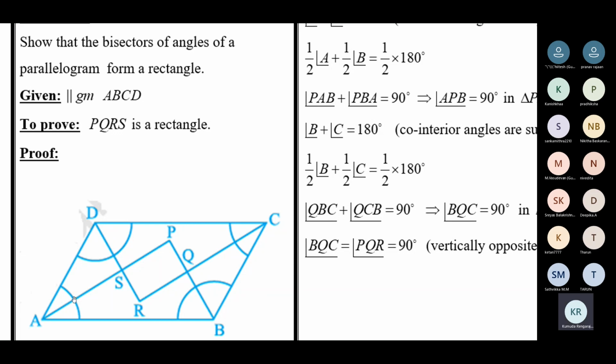Here, I'll show you again. The bisectors of angle A and angle B meet at P. What is this Q? The bisectors of angle B and angle C meet at Q. The bisectors of C and D meet at R. And the bisectors of D and A meet at S. So the bisectors of A and B meet at P, of B and C at Q, of C and D at R, of D and A at S. So this quadrilateral PQRS we need to prove is a rectangle.